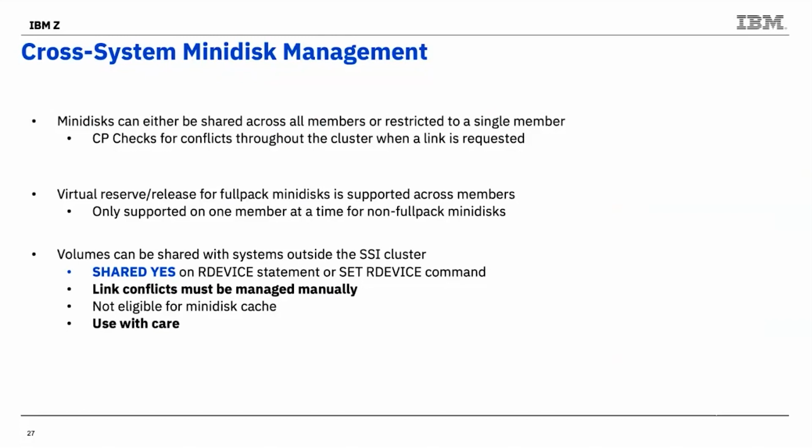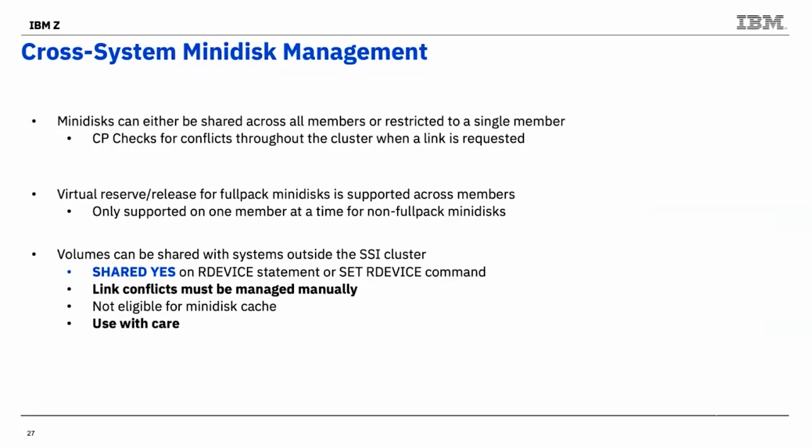But if you do that, first of all, we don't recommend it. And we don't recommend it because CP cannot automatically manage link conflicts at that point, right? The other thing is that if you share a minidisk outside the cluster, then it's not eligible for minidisk caching, and so you don't get that benefit. So though I've said that you can technically do it, I don't encourage it.